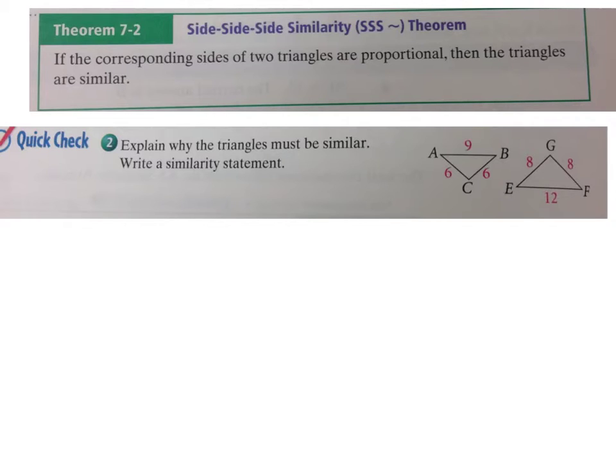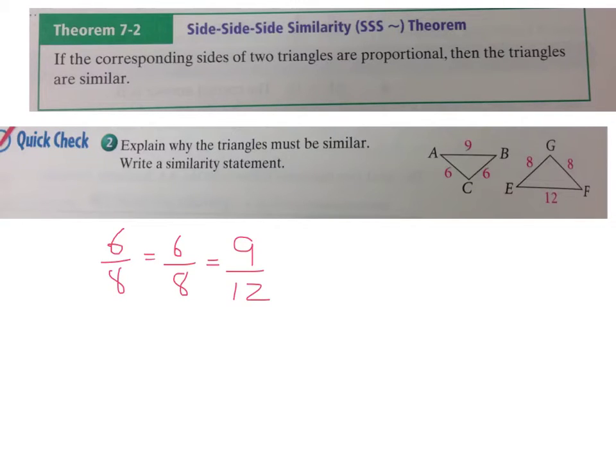Well, here we've got a couple isosceles triangles: isosceles triangle ABC and isosceles triangle EFG. You can tell they're isosceles triangles because they both have at least two pairs of congruent sides. So first, we're going to see if the sides are proportional. We're going to set up a similarity ratio. I'm going to go in this order, 6 over 8, and see if that equals 6 over 8, and see if that equals 9 over 12.